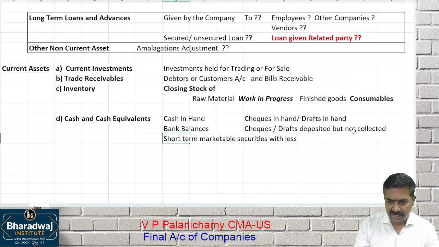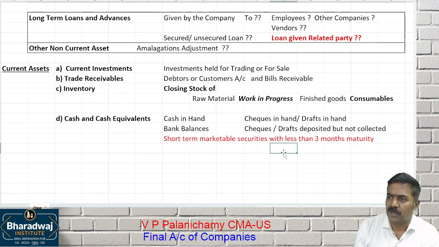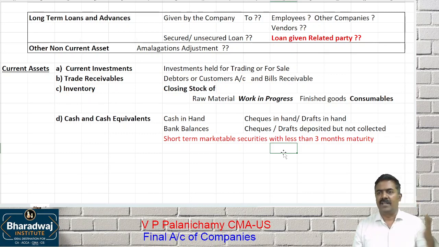With less than 3 months maturity. Short-term marketable securities with 3 months or less maturity. Now that is also called as which one? Cash equivalent. Now I deposit today, I'll withdraw within 3 months. Now that will be called as what? Cash equivalent. So why it is called as cash equivalent?